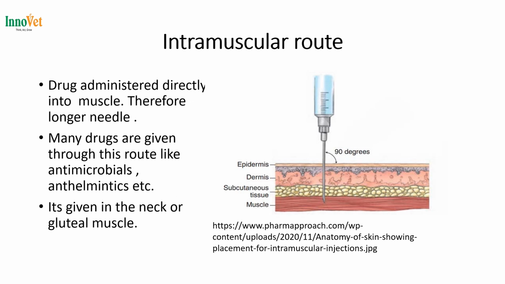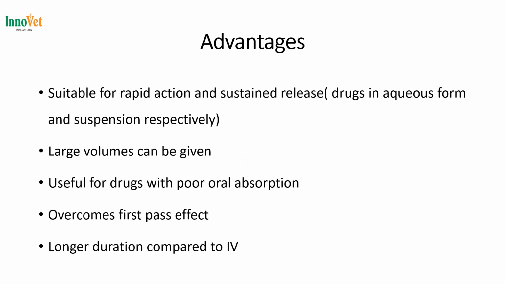Intramuscular route, here we are injecting directly into the muscle. So here we require a longer needle. And most of the drugs are usually given via this route. But we use basically two areas, that is the neck region where we inject in the neck muscles and also the gluteal muscles. So what are some of the advantages? It is suitable for rapid action, that is when we are dealing with aqueous drugs. And also it is used when we want sustained release or slow release, that's when we are giving drugs in form of suspensions.